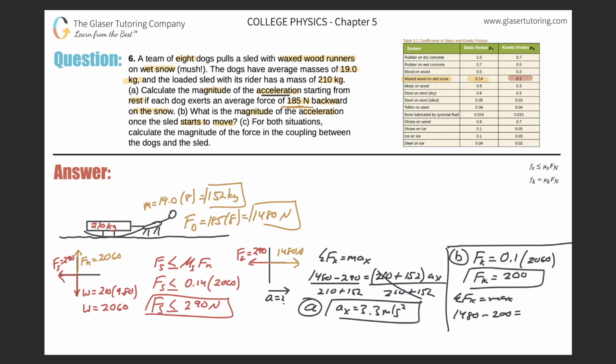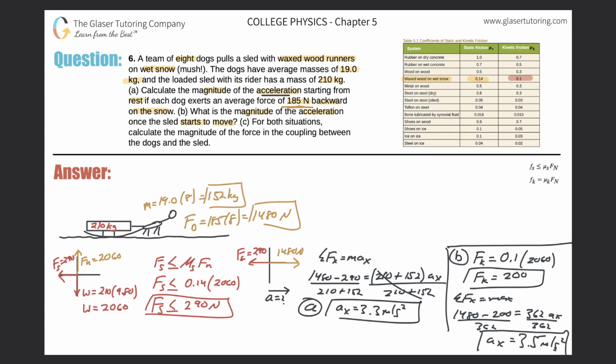times the acceleration. I'm just going to add them together now because I'm running out of space. So 210 plus 152 works out to be 362, multiplied by ax. Just divide out the 362, and now ax will be equal to 1480 minus 200 over 362. It looks like it's about 3.5 meters per second squared. Okay, so that's now the acceleration for part B.